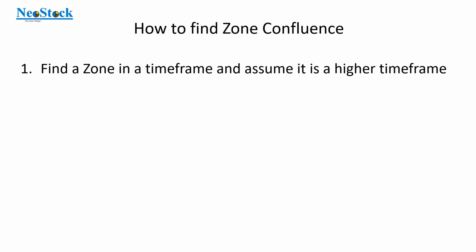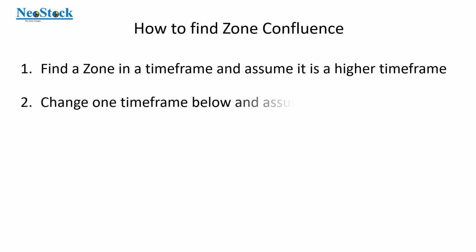First, find a zone in a time frame, the current time frame, and assume it is a higher time frame. And step 2, change one time frame below and assume it is the lower time frame. It need not be one time frame below, it can be two time frames or three time frames also. But for easy understanding, I am giving you: change one time frame below and assume it is a lower time frame. The current time frame is the higher time frame, one time frame below is the lower time frame.